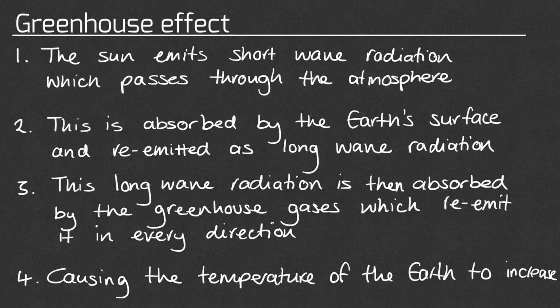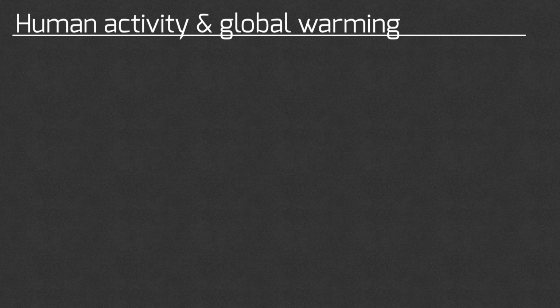Again, remembering that we need this effect to happen to some extent, otherwise the Earth will be too cold. So the greenhouse effect is this process we've just described. Global warming is where there's too much carbon dioxide, so this effect happens too much effectively. We're now going to look at how human activity has caused this process of global warming.